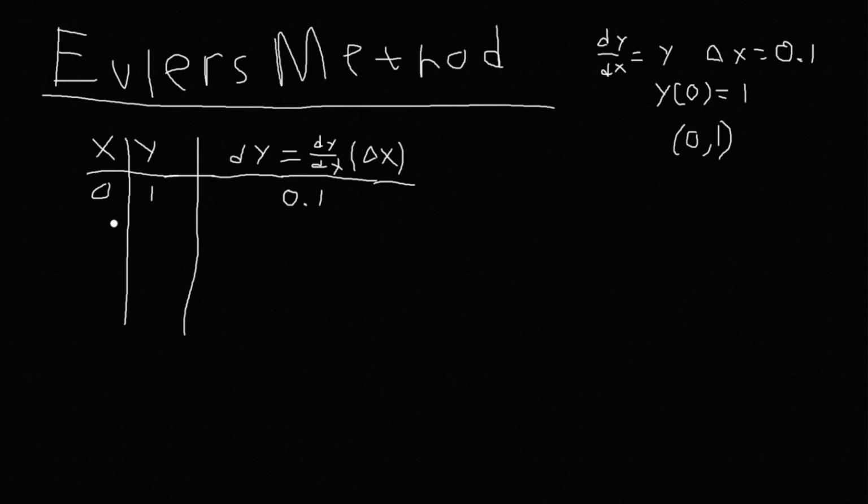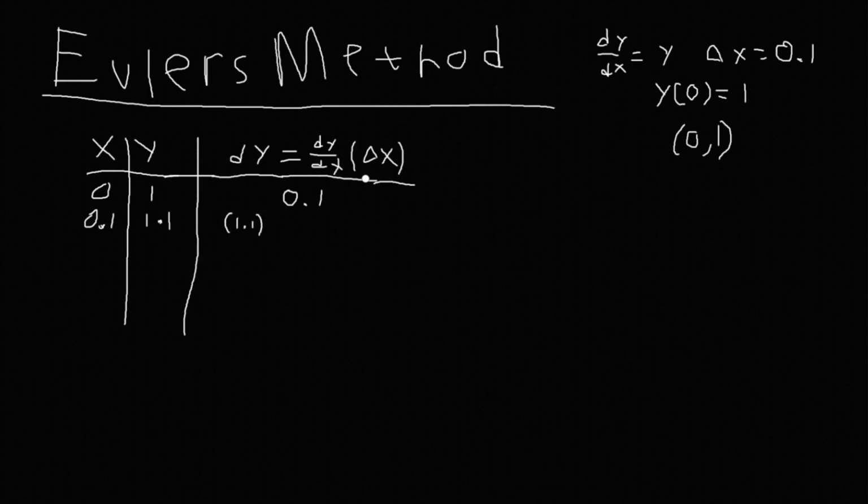And so then we can calculate our new x and y. Well, our new x is easy. Our new x is just x plus delta x, so 0 plus 0.1 is 0.1. And now we have to add y and dy, so that's 1.1. So now we have our new y value by just adding on to this. And now we can do the same thing again. We look at this, our slope is 1.1.